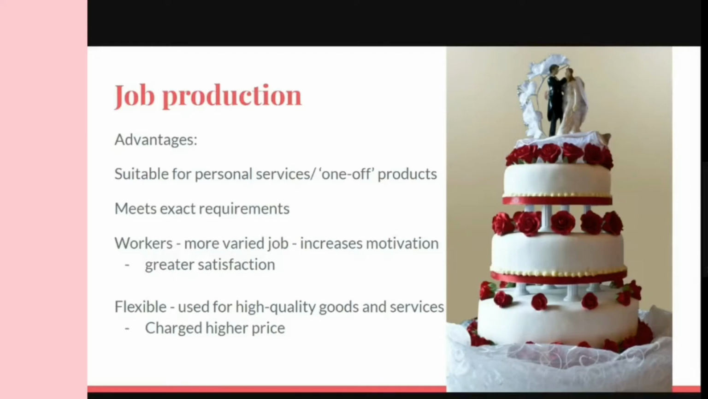The advantages of job production is it's suitable for personal services. It's a one-off product. As you can see, the wedding cake is usually specifically designed for different couples, so it meets the exact requirements. Workers have a more varied job because each case is different, so it increases motivation and creativity and brings them greater satisfaction. It is also flexible because it's used for high quality goods and services, so it can charge a higher price.